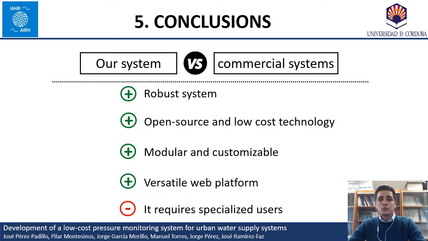The low-cost pressure monitoring system presented herein has important advantages when compared to similar commercial systems. Robust system: the system has been successfully tested in a real case. Open source technology: the electronics used are based on open source and low-cost hardware. The investment is recovered between the first and second year. Modular and customizable: the elements could be edited, modified, or eliminated without affecting the global operation of the system. Versatile web platform: the web platform allows visualization and extra functions like data analysis, sending alerts, etc.